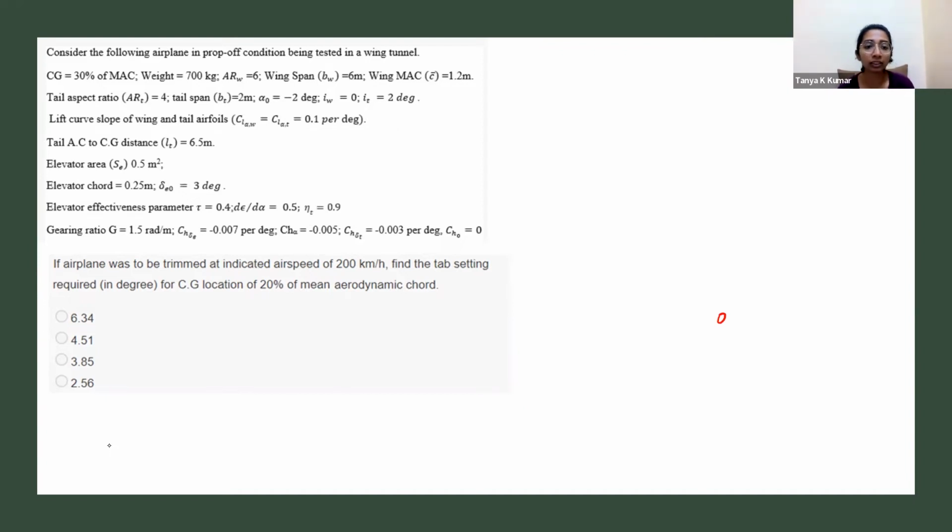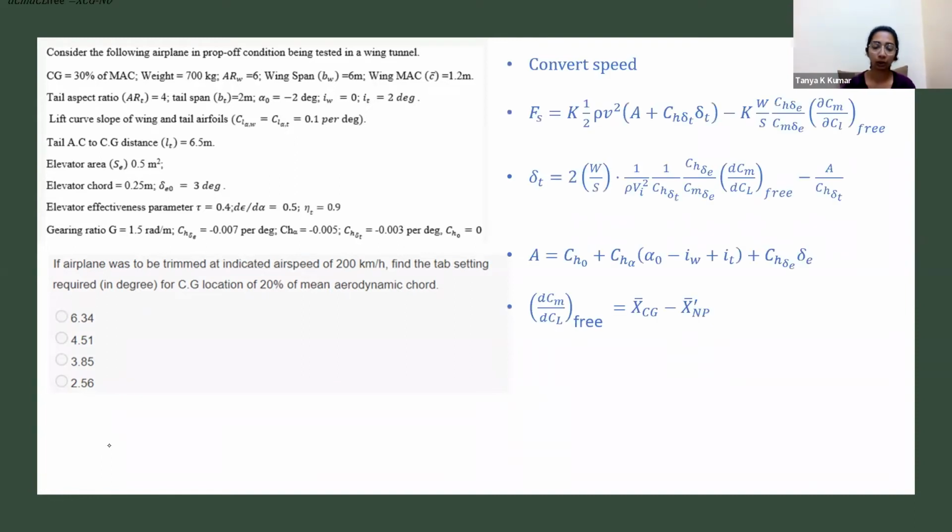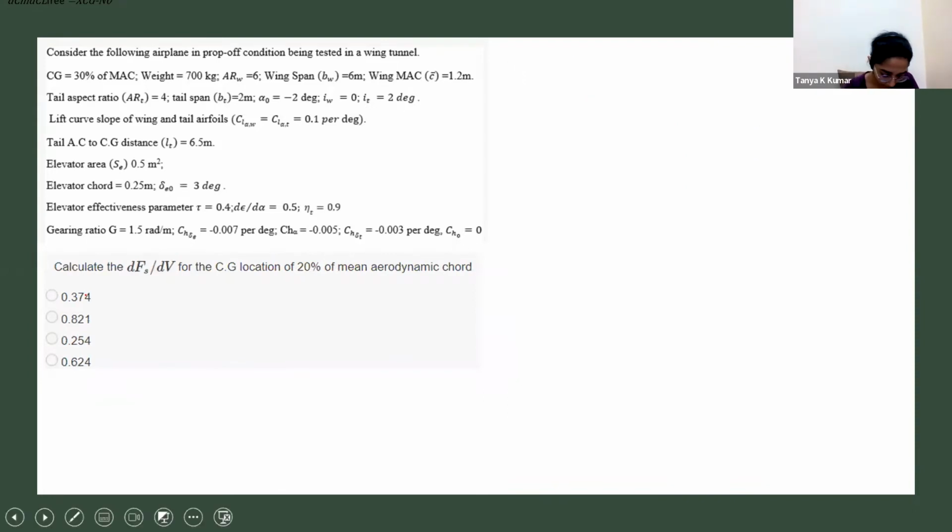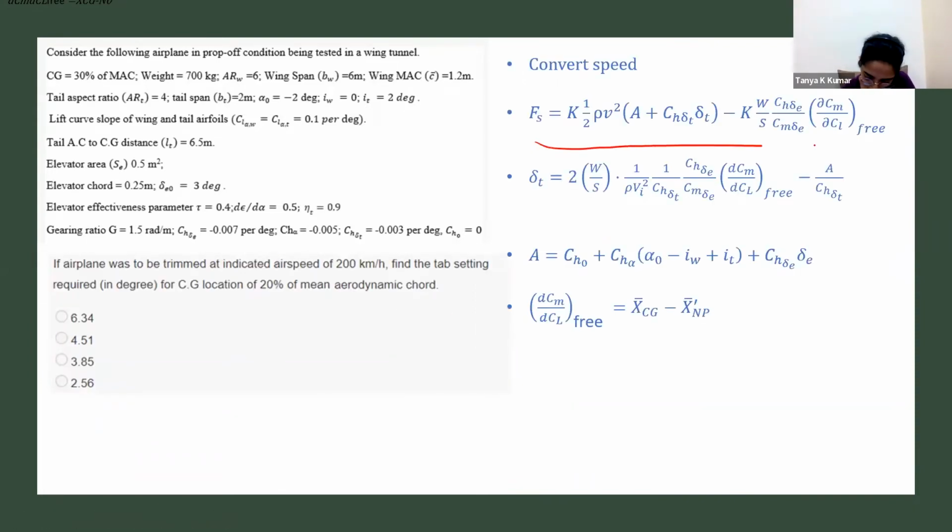Now, how do you find the trim tab setting? Your equation for stick force is this. What is trim? Trim is when your Fs is 0. If you set this to 0, you can find out the trim tab setting from this quantity. Now, what are the quantities that we don't know in this equation? We know all of the quantities except for A and dCm by dCl free, because your CG location has now changed.